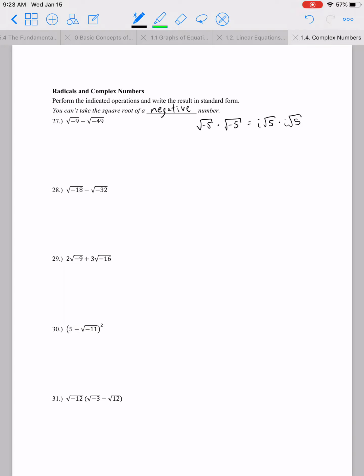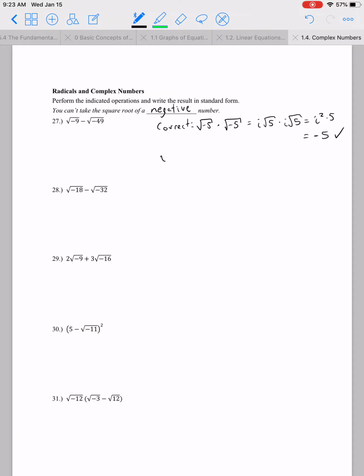Then what you end up doing is multiplying i times i, that's i squared, and the square root of 5 times the square root of 5 is 5. So you have i squared times 5, and i squared is negative 1, so this is just negative 5, and that would be correct. This is the correct way.